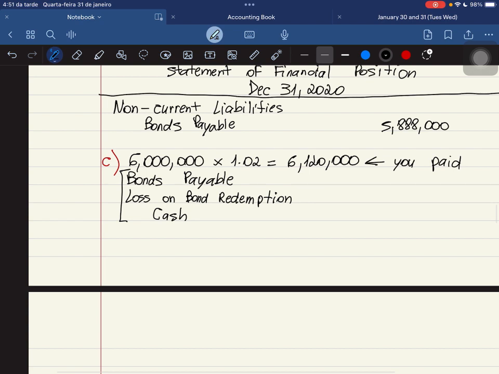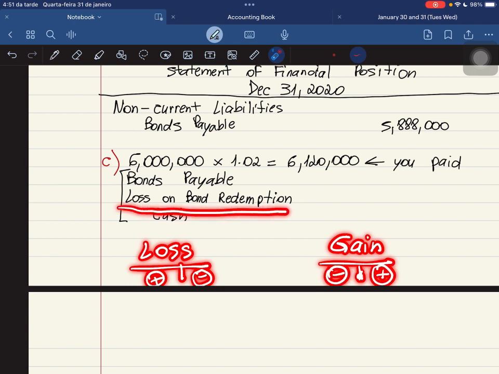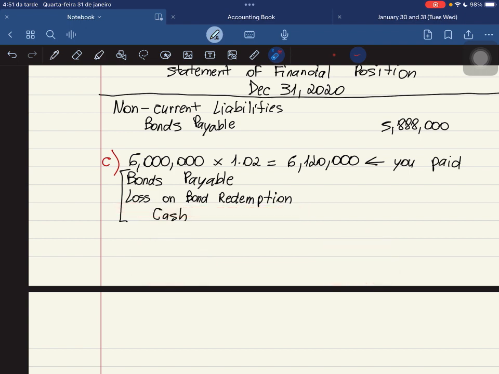And like we saw in the previous chapter, every time you have a loss and a gain, for example, when you are disposing, remember last chapter we studied selling equipment or disposing equipment, scrapping equipment, we have a loss on disposal. Now we have loss on bond redemption or gain on bond redemption. So this account is counterintuitive, right? So the loss here is a plus and here is a minus, and the gain here is a minus and here is a plus. So we are debiting it because we are acknowledging that this loss is going up. We are saying that we have a loss right now. That's why we have it on the debit side.